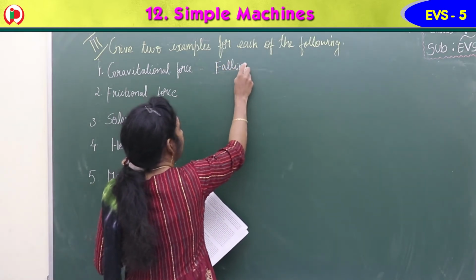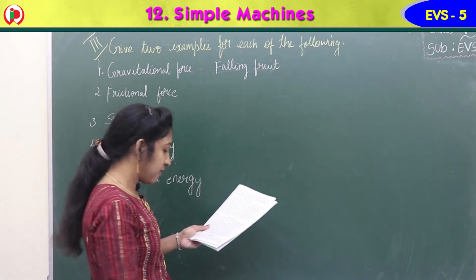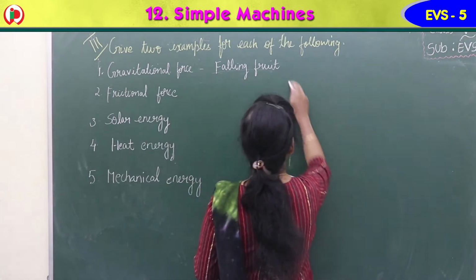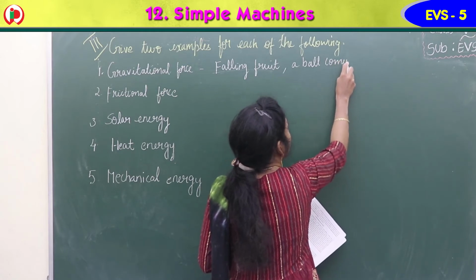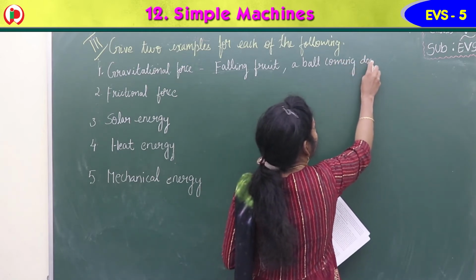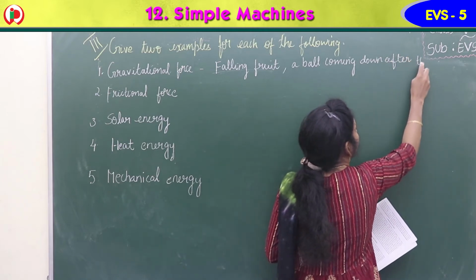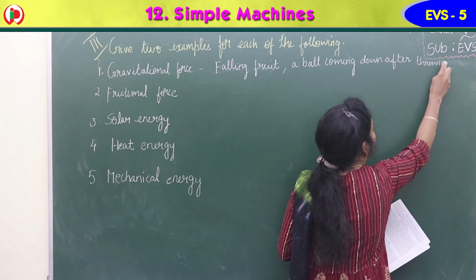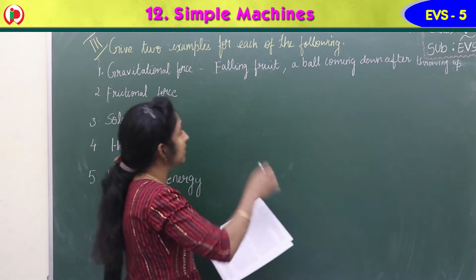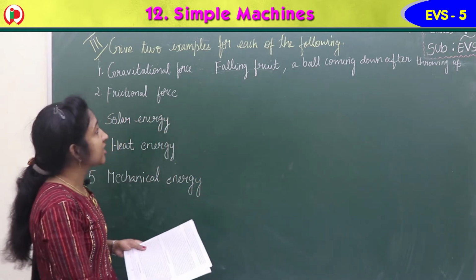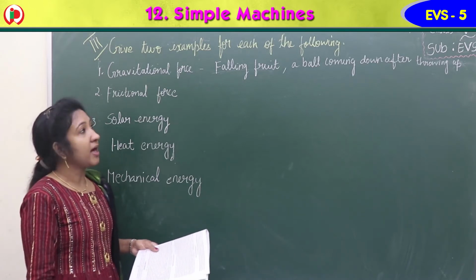Falling fruit is an example of gravitational force. A ball coming down after throwing up. After throwing up, even if it is a ball or any other object, it comes down. These are the 2 examples of gravitational force: falling fruit, a ball coming down after throwing up.